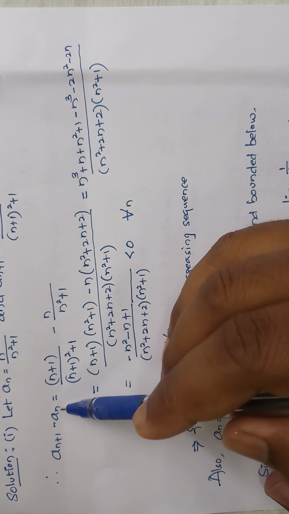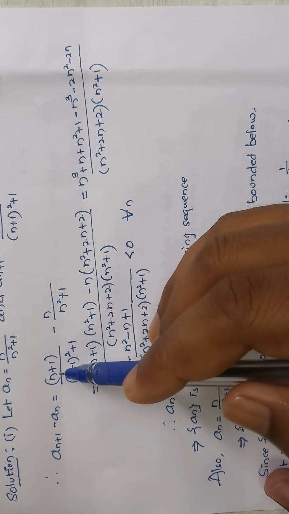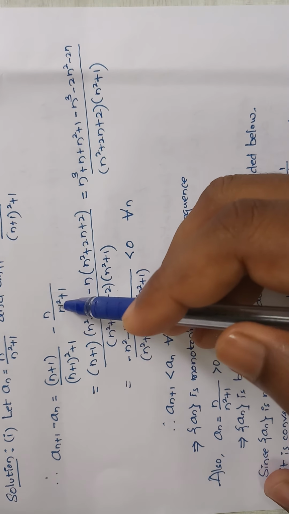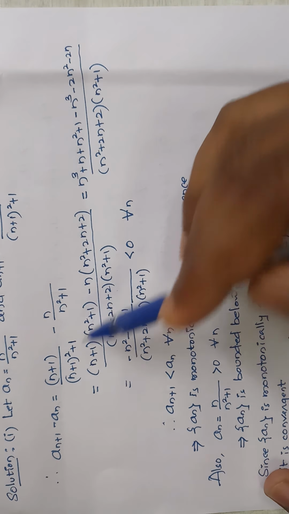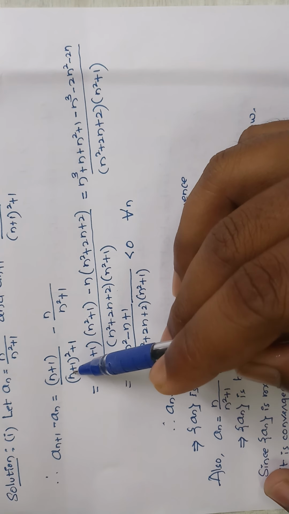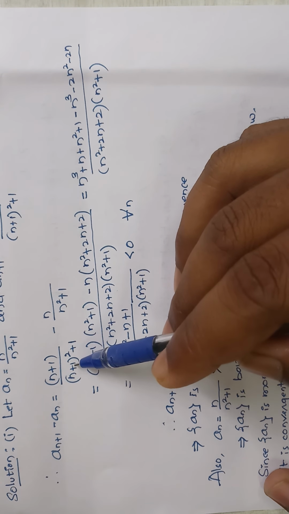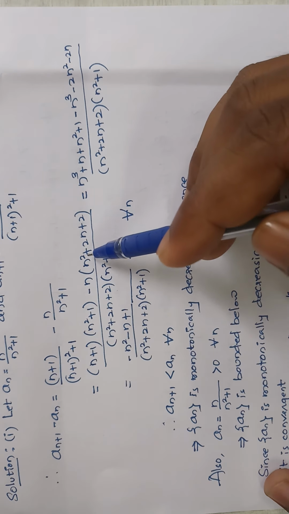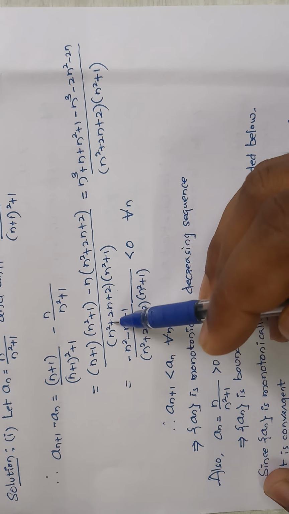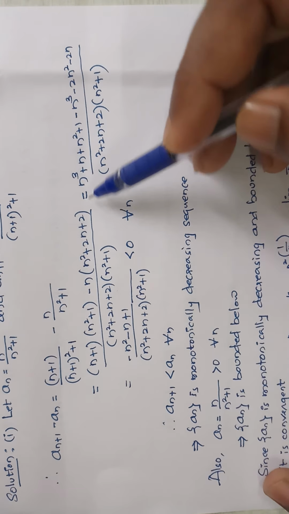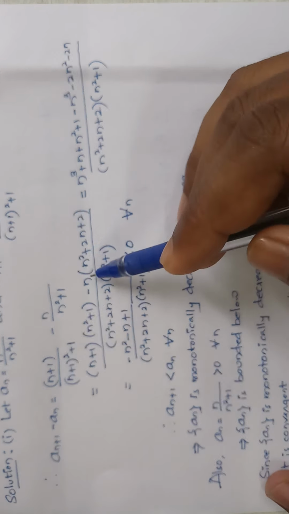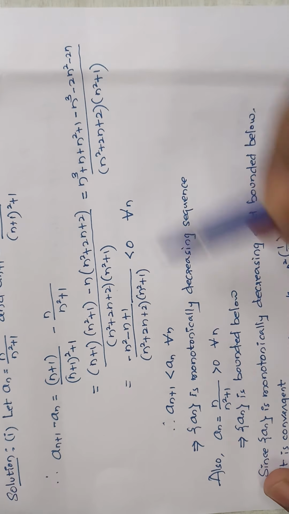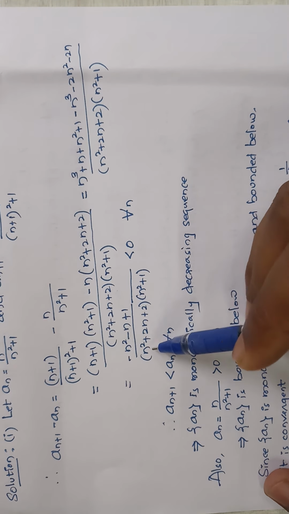So a_(n+1) minus a_n is equal to, first write the value of a_(n+1), later minus the a_n value. By cross multiplication, you get (n plus 1) into (n square plus 1). So this is n into n square, and this will become n square plus 2n plus 1 plus 1, that is n square plus 2n plus 2. So this is (n square plus 2n plus 2) into n square plus 1, which is n cube plus n plus n square plus 1. Multiply this, minus n cube minus 2n square minus 2n. Later you get minus n square minus n plus 1 divided by the denominator.